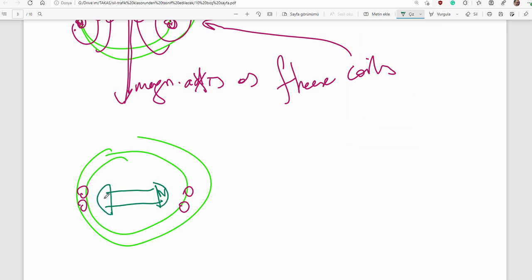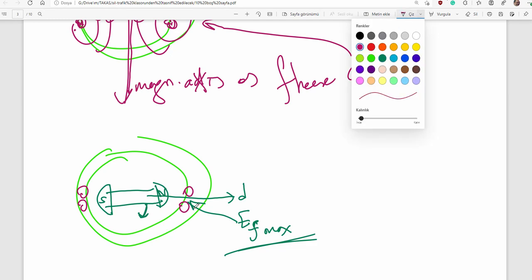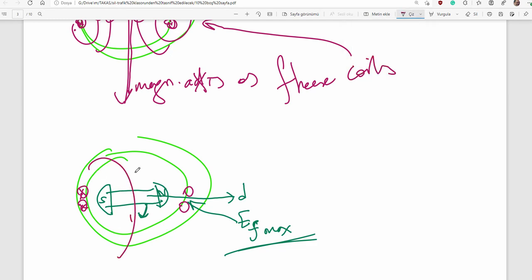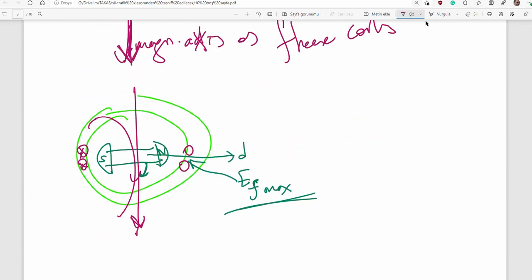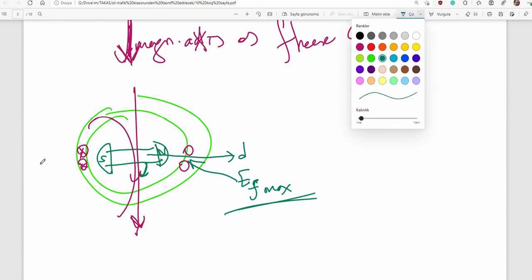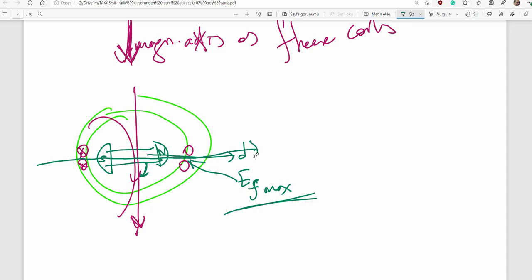a salient pole, for example, and when you rotate this, magnetic axis D is here, that is the position where the electromotive force has maximum value. You said. Yes. But I mean the magnetic axis of this is somewhere here, as I show in the upper picture. But the magnetic axis of the rotor is this.